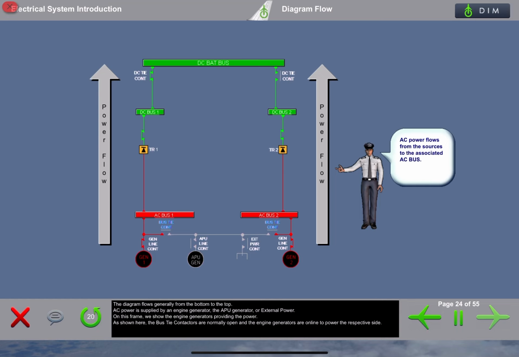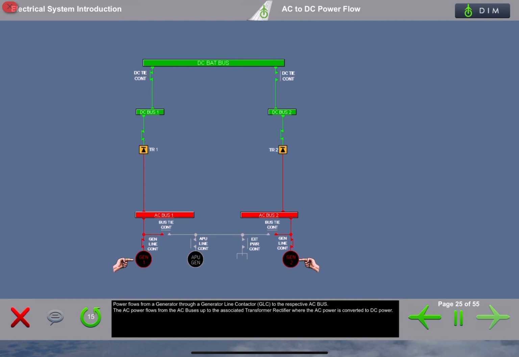The diagram flows generally from the bottom to the top. AC power is supplied by an engine generator, the APU generator, or external power. On this frame we show the engine generators providing the power. As shown here, the bus tie contactors are normally open and the engine generators are online to power their respective side. Power flows from a generator through a generator line contactor, GLC, to the respective AC bus.